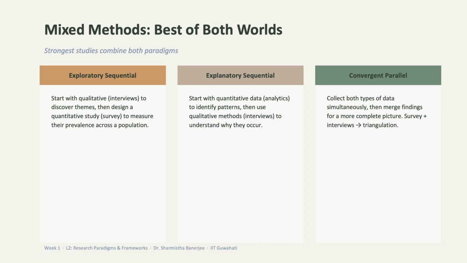So I can then do interviews with a fewer number of users. Then I can also do a convergent parallel. So let's say I collect both types of data simultaneously, and then I try to merge the findings for a more complete picture. In that particular case, I will do a survey as well as interviews, and then I will use it for triangulation. I will see whether what I collected in the survey is matching with the interviews and vice versa. So this kind of thing can work.